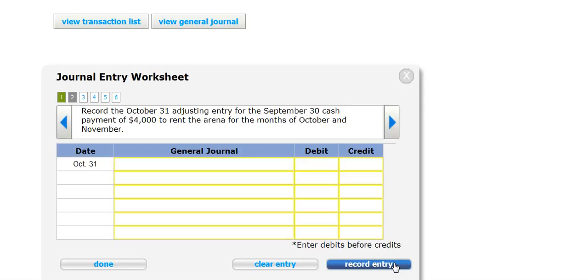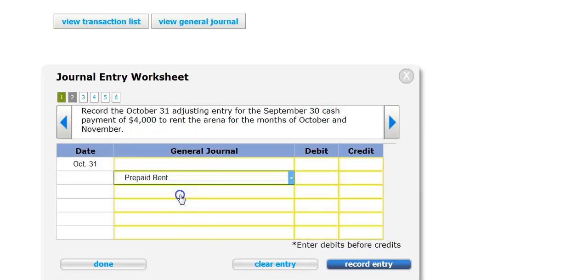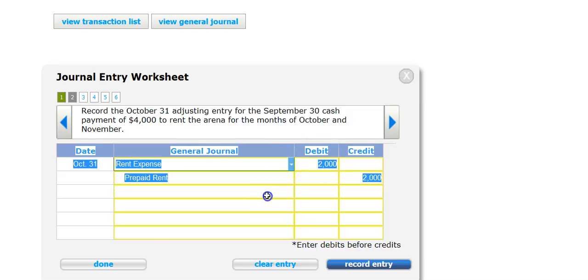It's now October 31st, and we've used up 1 month's worth of rent. If it's $4,000 for 2 months' rent, 4,000 divided by 2 is $2,000 a month. So we need to reduce the prepaid rent account for the 1 month that we've used up. So we will credit the asset prepaid rent to take out the 1 month's worth of rent we've used up, and we'll call it rent expense. And the reason it's an expense is it's a used up benefit.